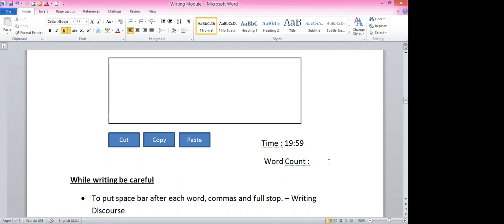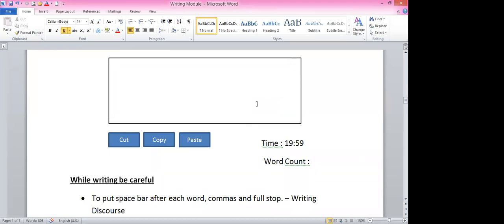Also, the word count will be noticed here. Just see to it that you do not write less than 200, not more than 300 words. These three tabs, cut, copy, and paste, are what you can use within the text box. You cannot cut any word from the topic and write it here. You cannot copy any word from the question and write it here.